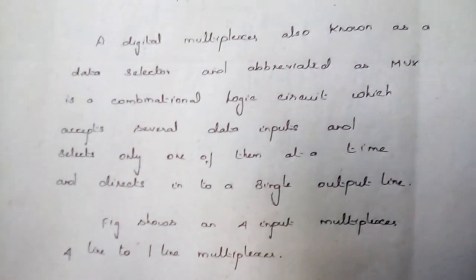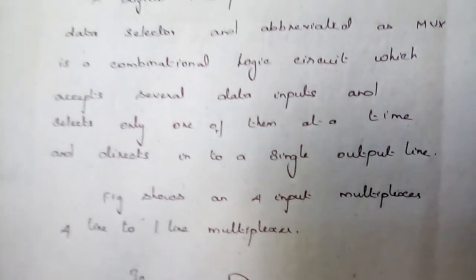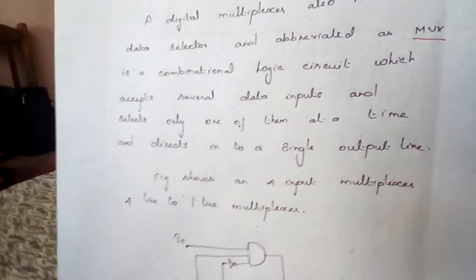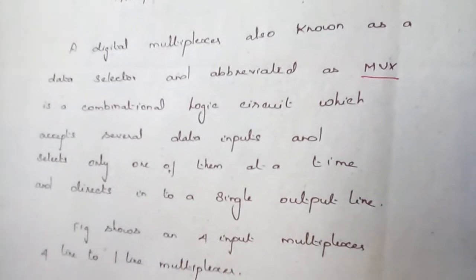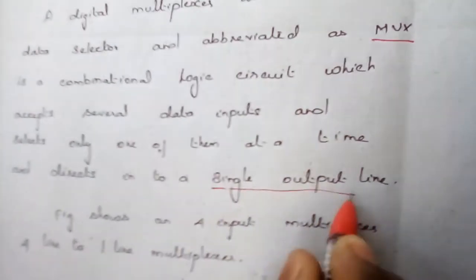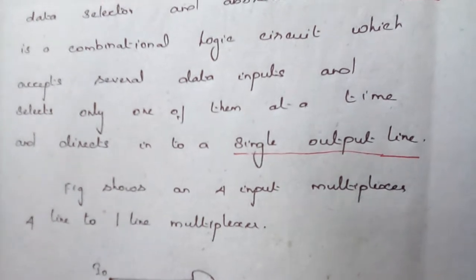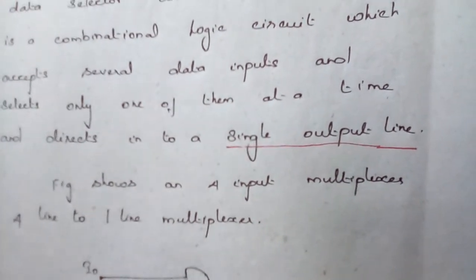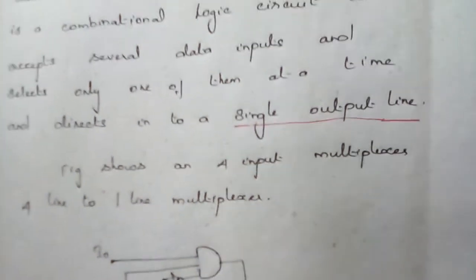What is multiplexer? Multiplexer is nothing but a digital multiplexer, also known as a data selector, and it is abbreviated as MUX. It is a combination logic circuit which accepts several data inputs and selects one of them at a time and directs it into a single output line. So, by the name itself, we come to know that multiplexer is a combination logic circuit. It has many inputs and selects one output at a time with the help of the data selector.